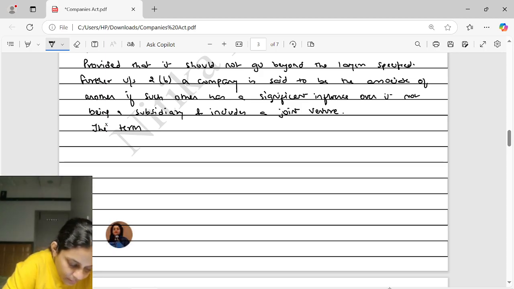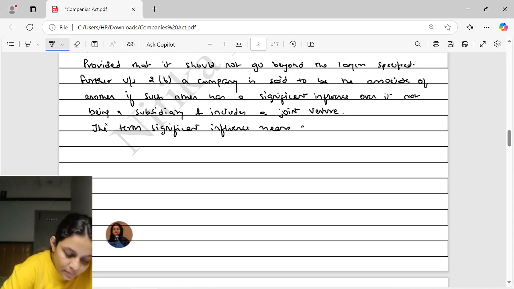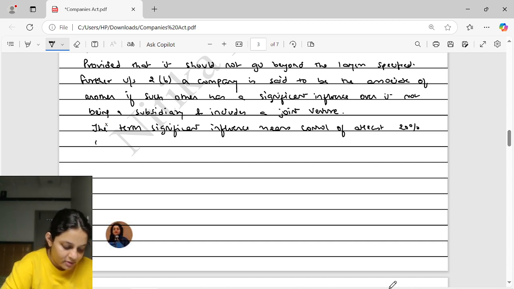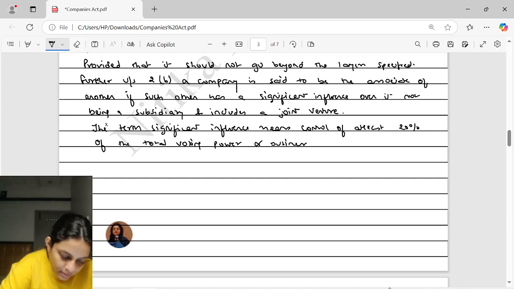The term significant influence means control of at least 20% of the total voting power or business decisions. Correct?